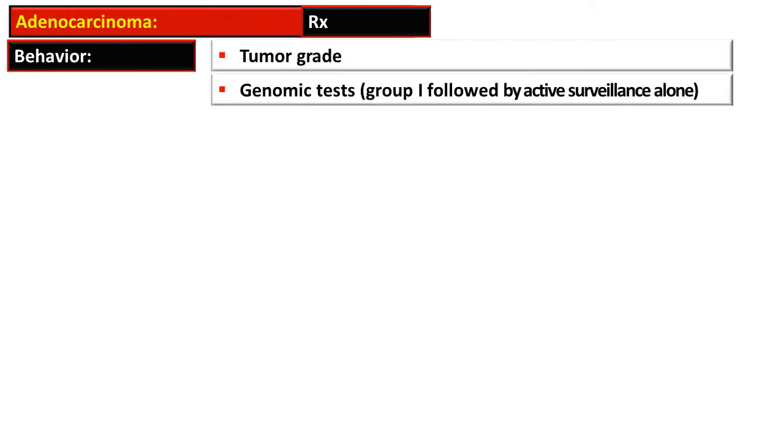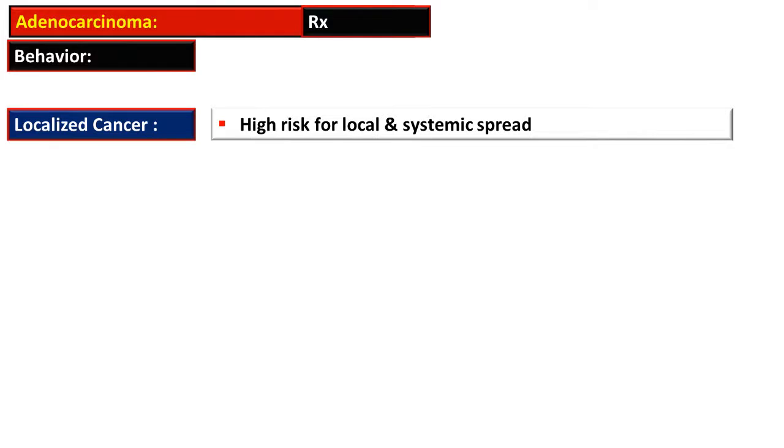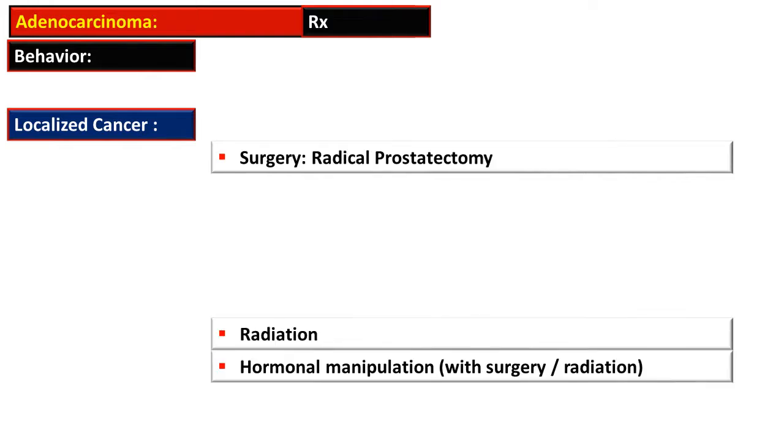Now, treatment options for the prostate adenocarcinoma. The important step in the management of prostate cancer is to determine the biological behavior of the tumor. So, various genomic tests are done to identify which tumor needs aggressive therapy or active surveillance alone. Localized cancers that have a tendency to spread locally and can potentially metastasize can be treated by surgery, that is radical prostatectomy, radiation, or hormonal manipulation with or without surgery and radiation.